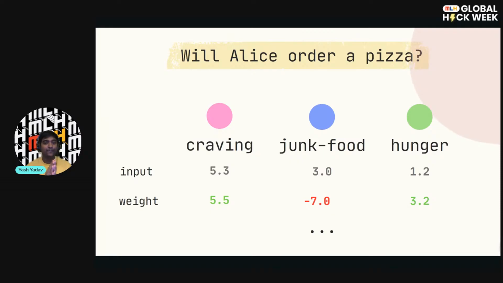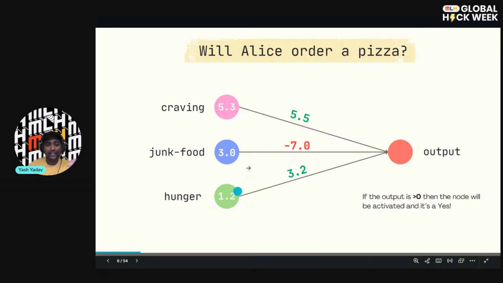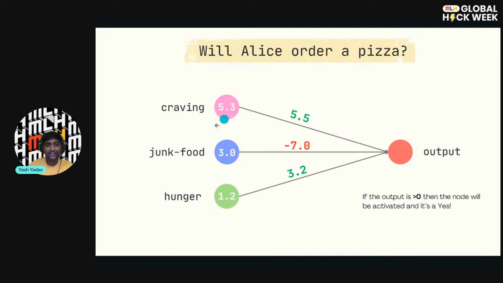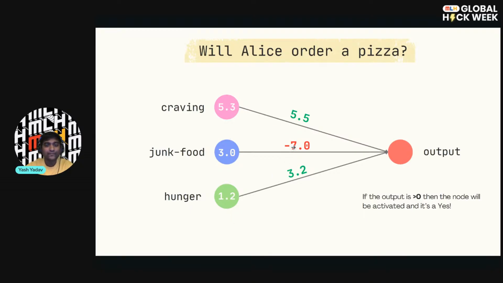And so when we put this together in a representation, it ends up looking something like this. We have our input nodes towards the left here, which have the input values, of course. And then we are connecting these together to the output. And the connections themselves are the weights. The weight, again, is the quantity that tells you how important a particular input is in the consideration of the output. And with this, we are able to create a visualized model of whether or not Alice is going to order pizza.